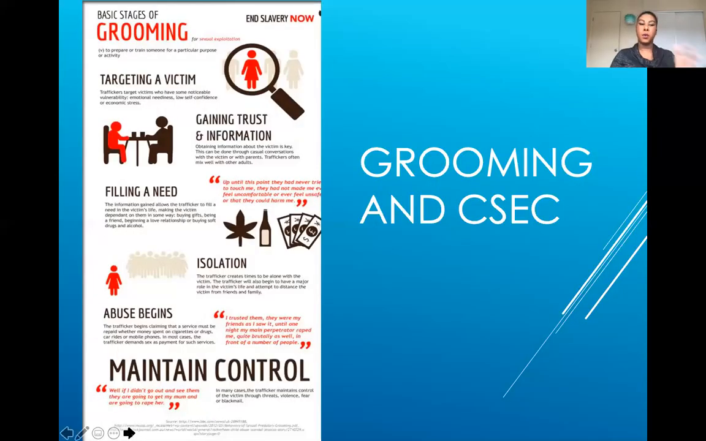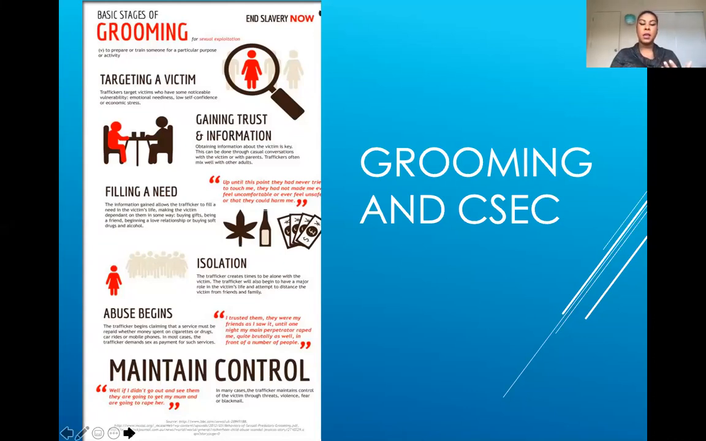And so, grooming. This is a really important topic that I think is one of the crux of why CSEC survivors may not readily identify as a victim of a crime. It's also one of the reasons why physical force and physical restraint aren't required in order for somebody to be a CSEC survivor.